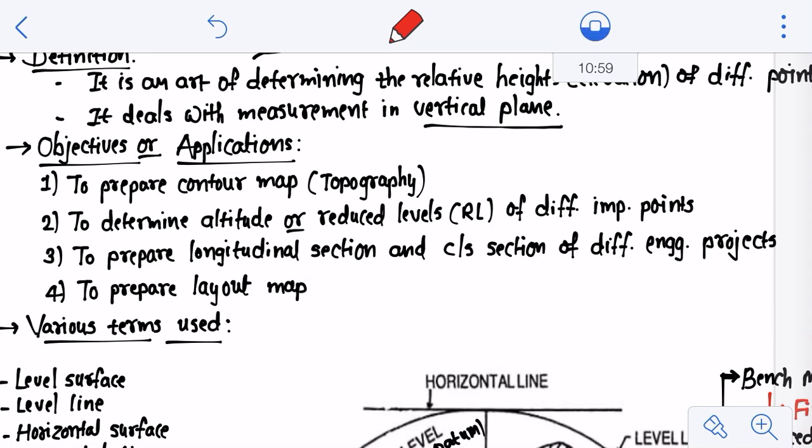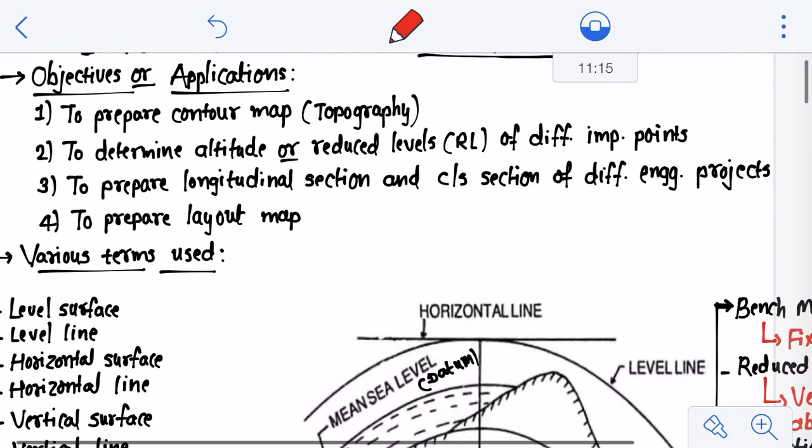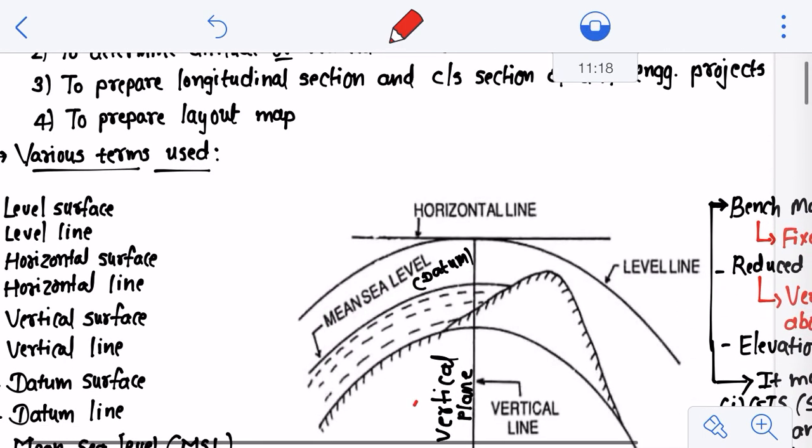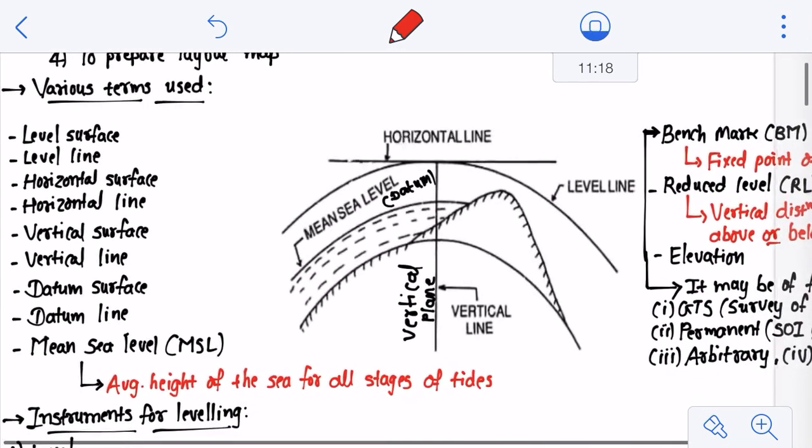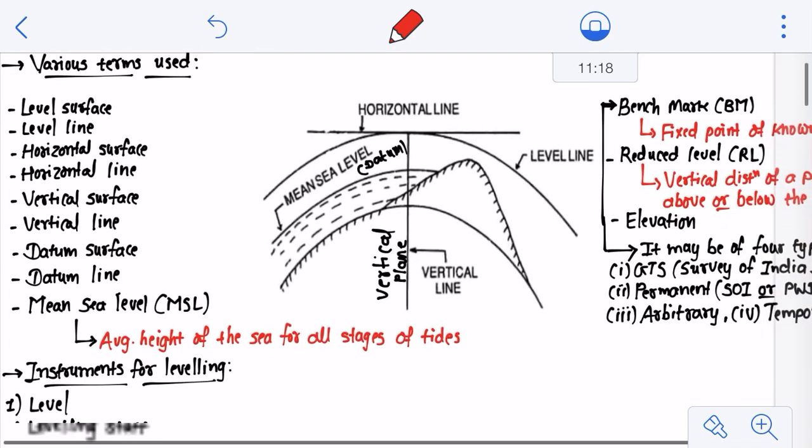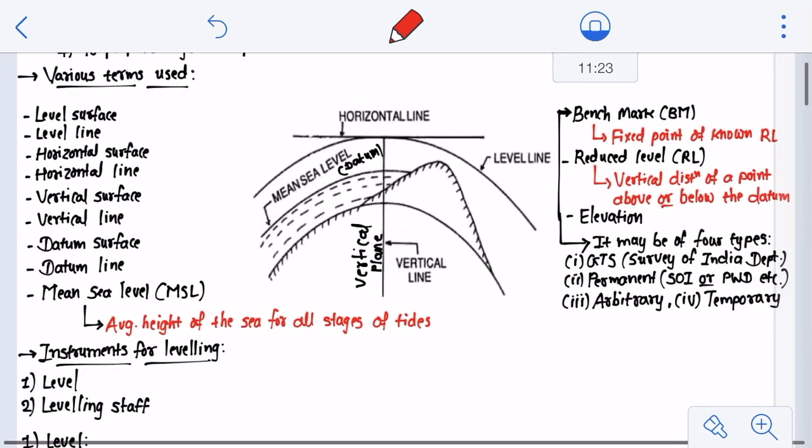The fourth application is simply to prepare the layout map. So these are some important applications of leveling, as you can see here on the screen, right? After this introduction, I'll now discuss with you the various terms which are frequently used in leveling. As you can see here, I have written all those important terms which are frequently used in leveling, right?